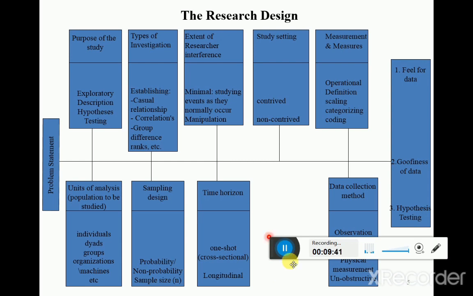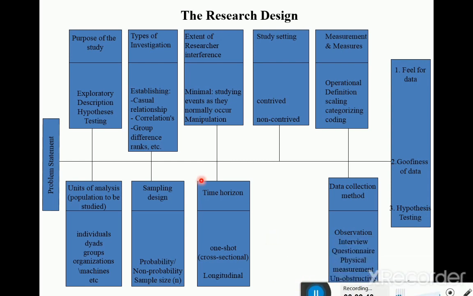Let's start from the first one. I will explain it a little lightly. Under the research design, the first thing the researcher must focus on is the purpose of the study. What is the main aim, what is the main object of their study? It means what I want to explain in this study, what this research will explain.